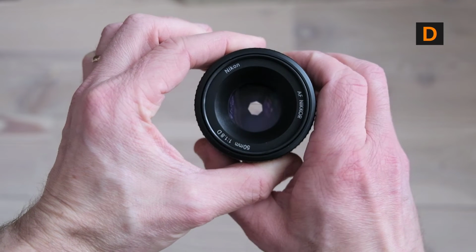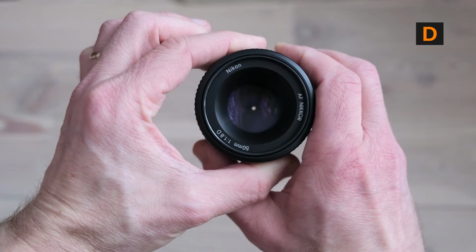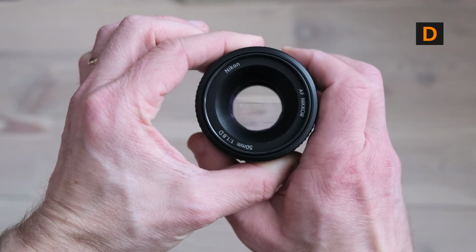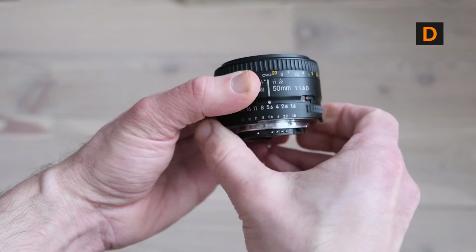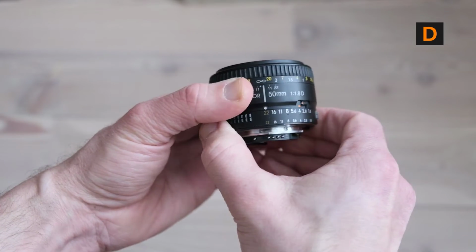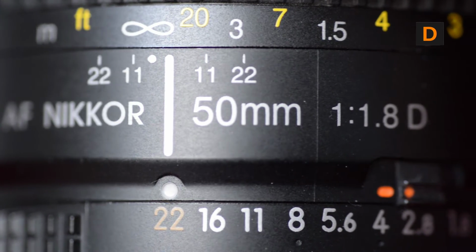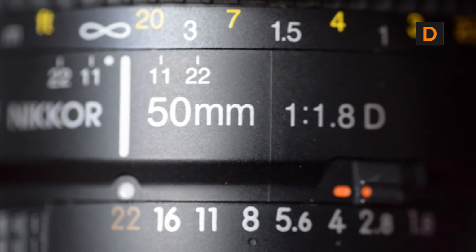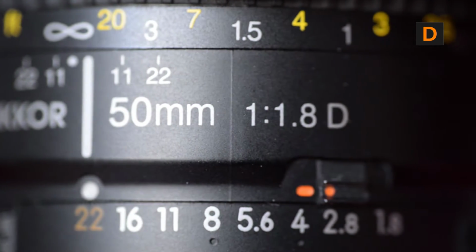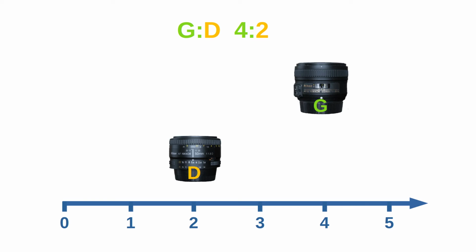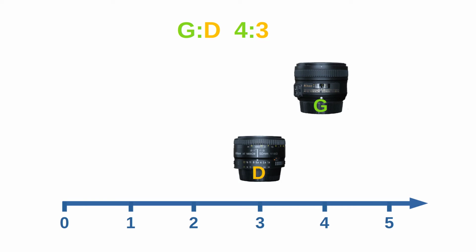Aperture ring. Only the D lens has a dedicated aperture ring. The G aperture is controlled by the camera body. This is a major advantage of the D because you can manually control the aperture. This is so necessary when you don't use Nikon cameras. You see, I often use this lens with Fujifilm. So the D gets a major point from me, and the score is now 4-3. The D is back in the game.